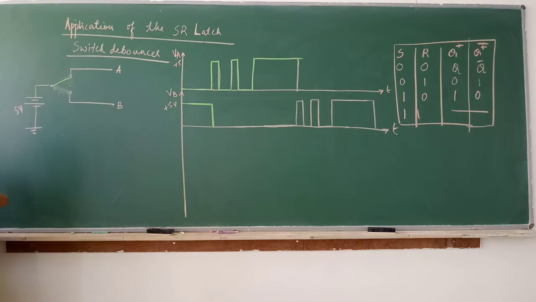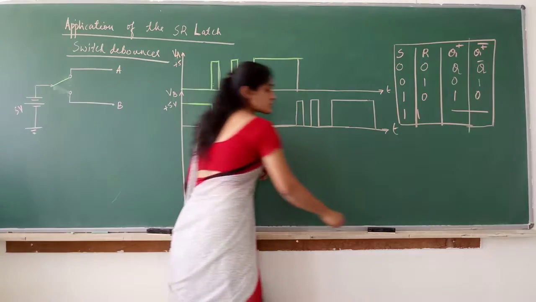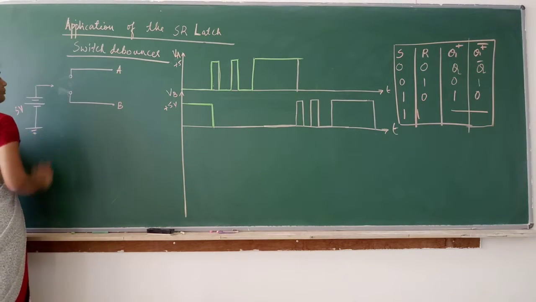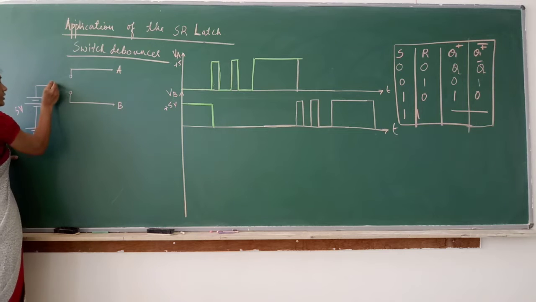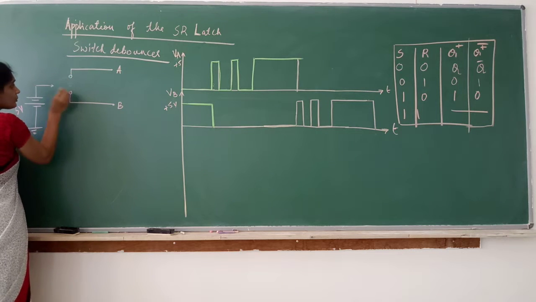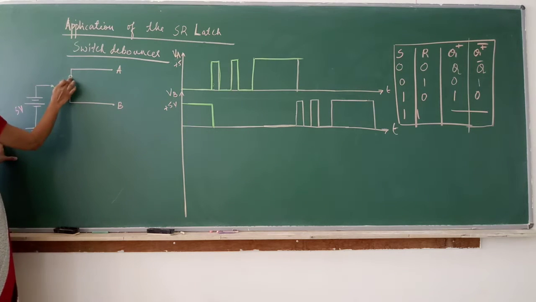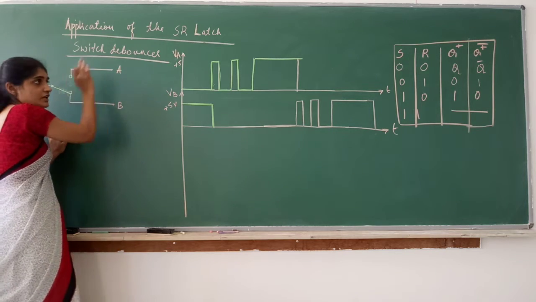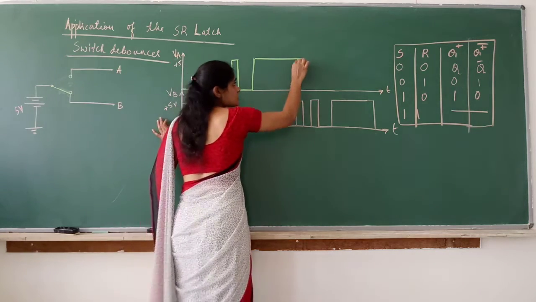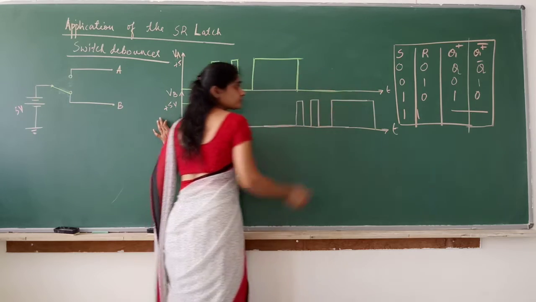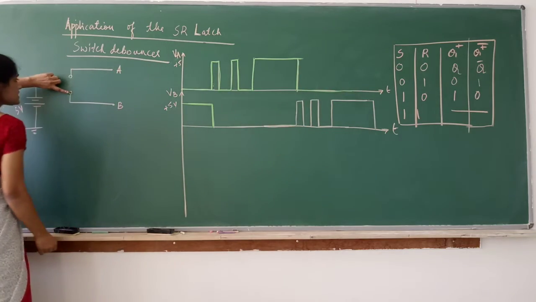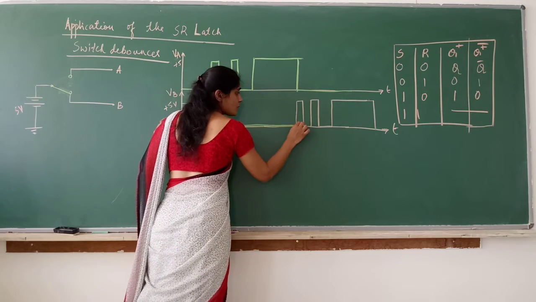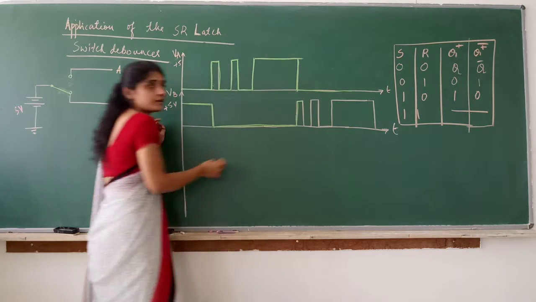Now, assume you want to move the contact from the upper position to the lower position, switching it from point A to point B. As soon as the contact leaves terminal A, the voltage at terminal A will become 0. When the contact is at B, the voltage at B will become 5 volts. Initially it was 0, right? Now I am moving it to B, so it will become 5 volts.